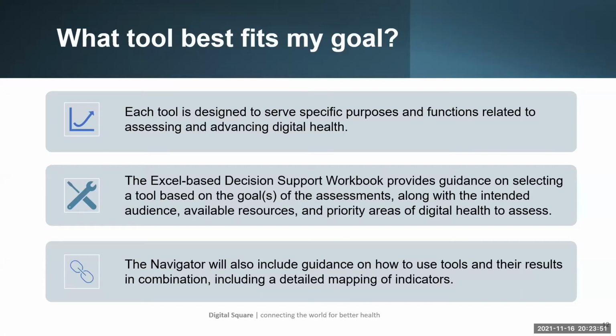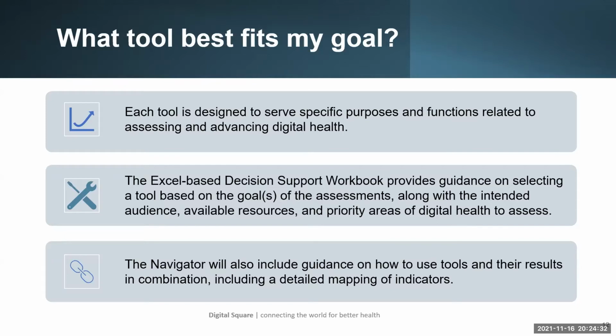So the Navigator asks, what tool best fits my goal? Each tool is designed to serve a specific purpose. It's very important that we know what they're going to help with. The Excel-based decision support workbook, which my colleague Liz Millar will demo, helps you select, and it will ask which goal is your priority. And then it also aligns with your audience, available resources, and the priority digital health areas that you would like to assess. And it provides guidance on how you can combine findings from past assessments before moving forward. Now, by combining, we don't mean that it says you must do this. It just recommends some similar looking indicators for you to review.